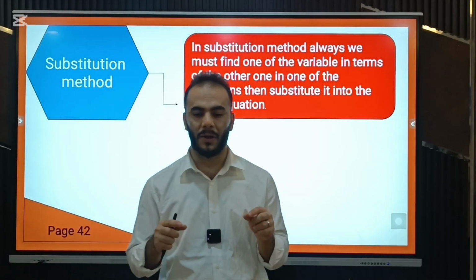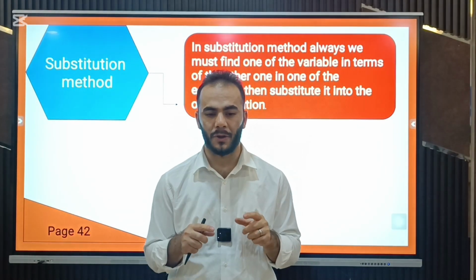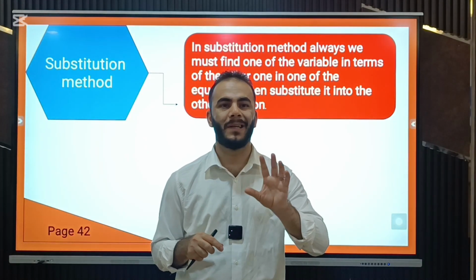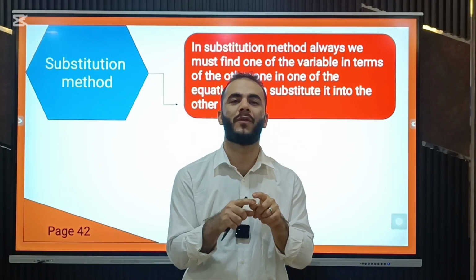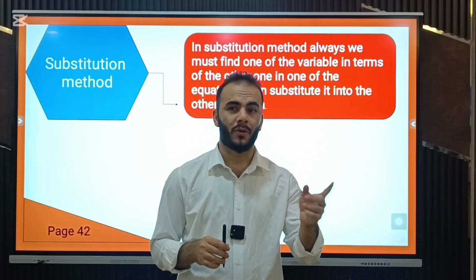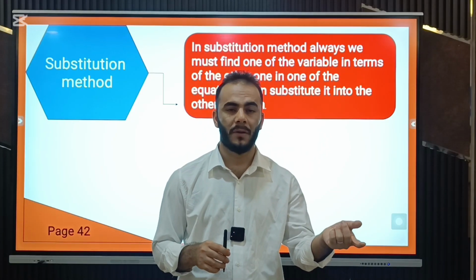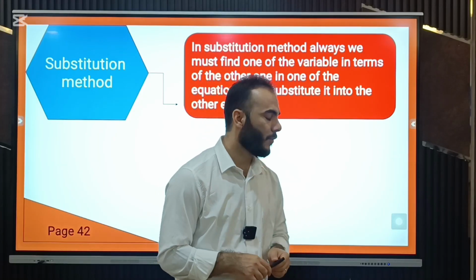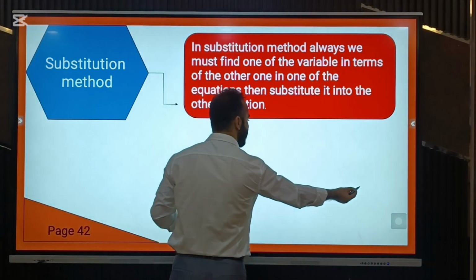So let me make it clear. You will have a system of linear equations. First, you have to find one of the variables in terms of the other one in one of the equations. Then when you find that, substitute or replace it in the other equation, and then you will deal with only one variable. Right now, we have an example.